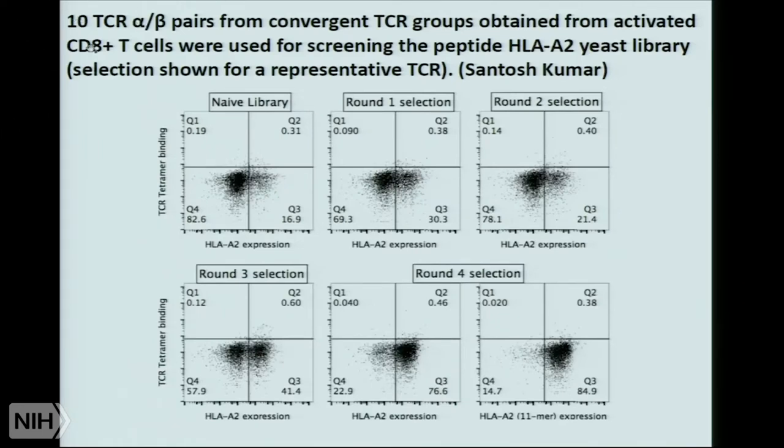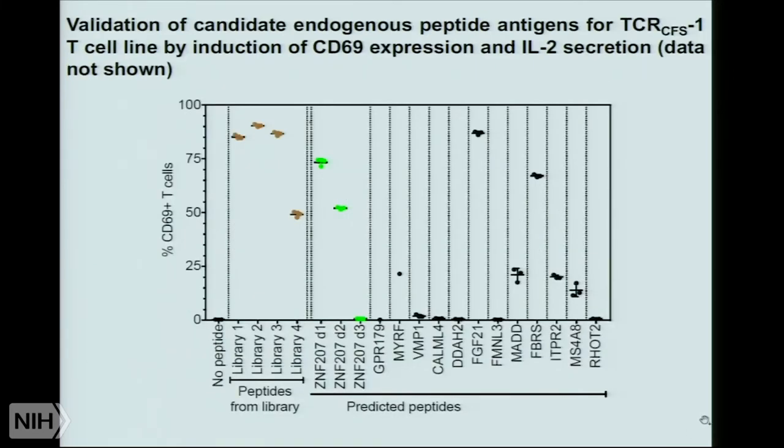Unfortunately, we made 10 different T cell receptor pairs to screen, this work of Santosh Kumar, who was a postdoc in the lab. And we only got one hit that came out. This one here, and this is a result of multiple rounds of selection. But anyway, that's what happened. We have this one peptide, and now let's look at this peptide.